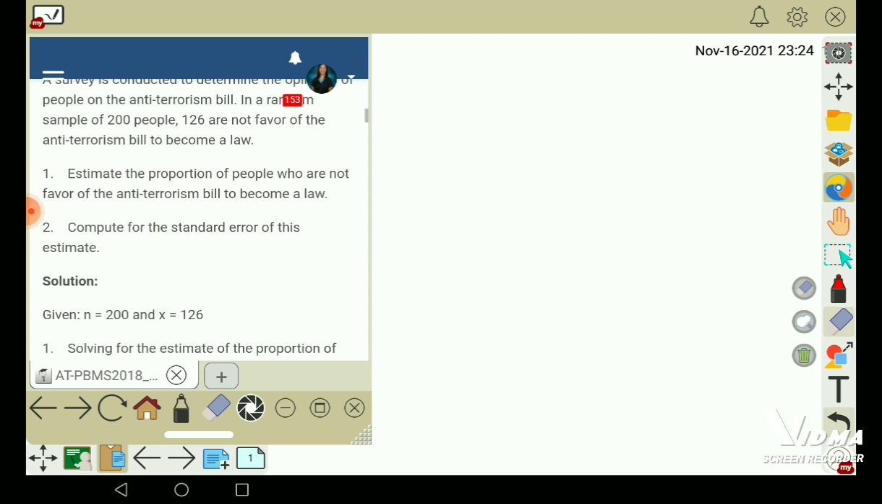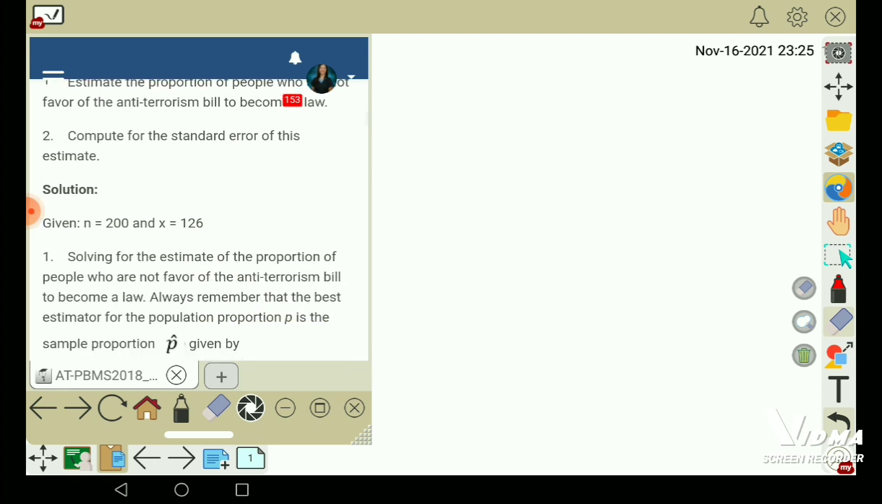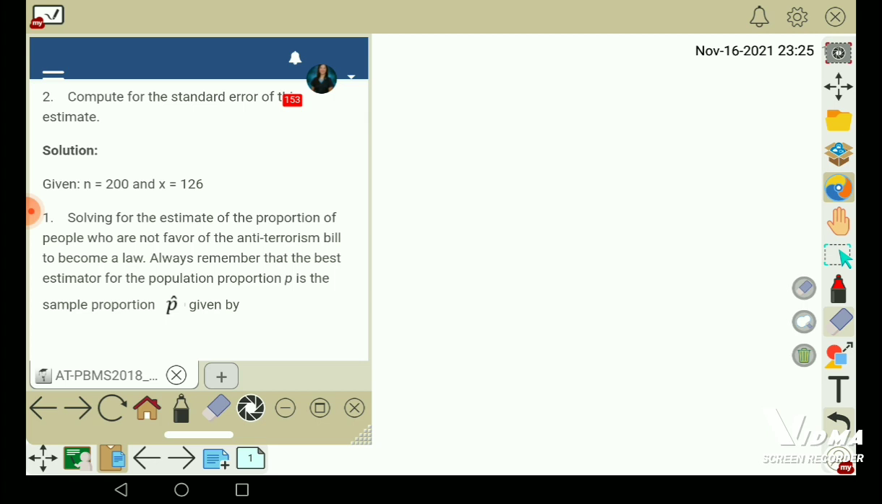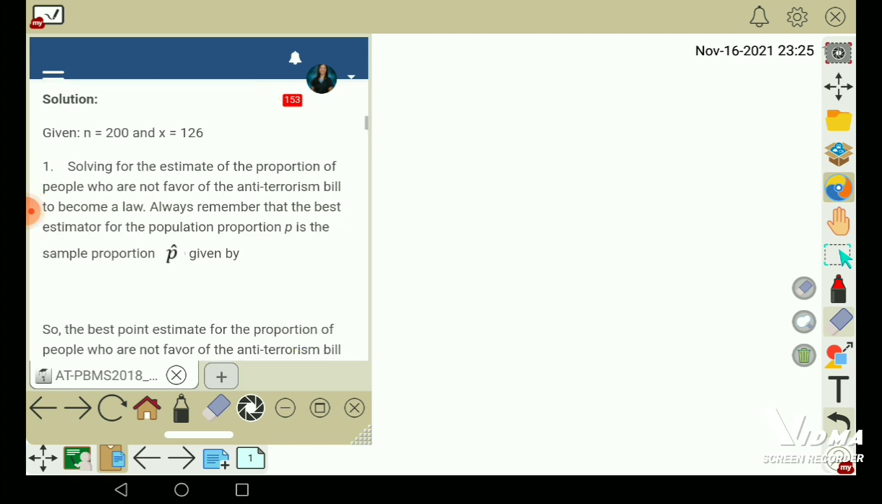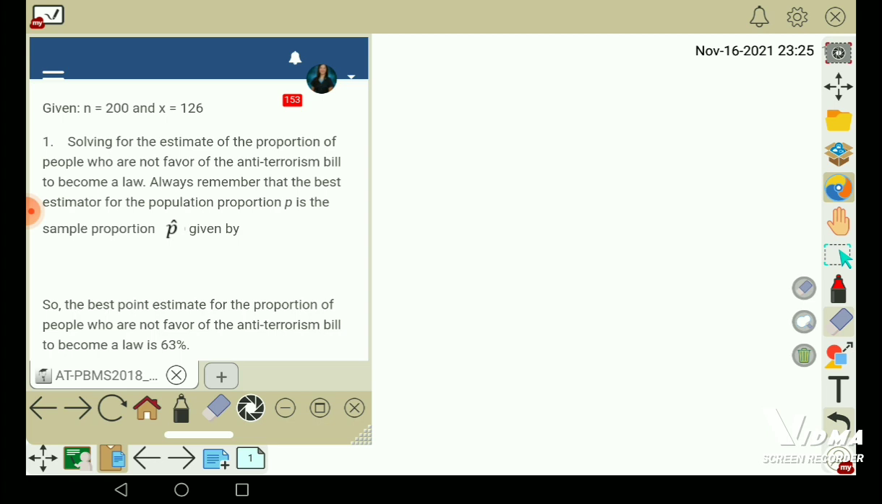Take note, we have a sample size of 200 and your x, which represents those who are not in favor, is given by 126. So solve for the estimate of the proportion of the people who are not in favor of the anti-terrorism bill to become a law. Always remember that the best estimator for the population proportion, or p, is given by the sample proportion, which is represented by p hat.